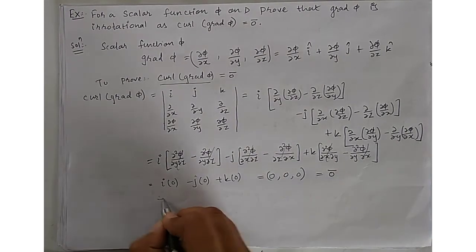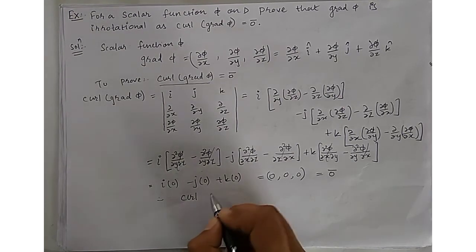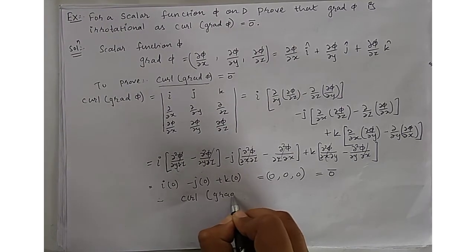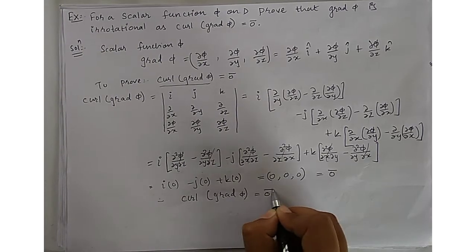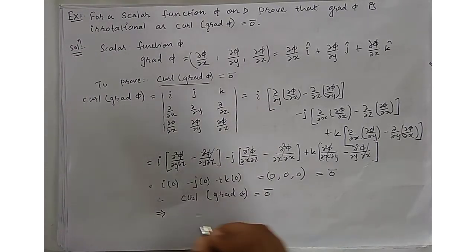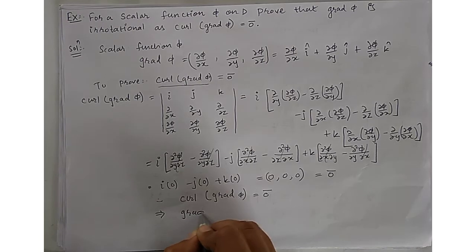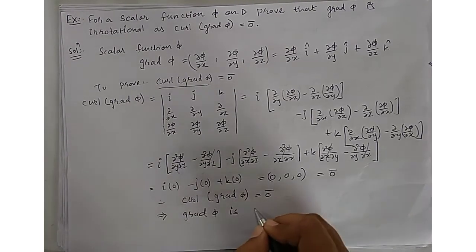So we have proved that curl of gradient phi is 0 vector, which implies that gradient phi is irrotational.